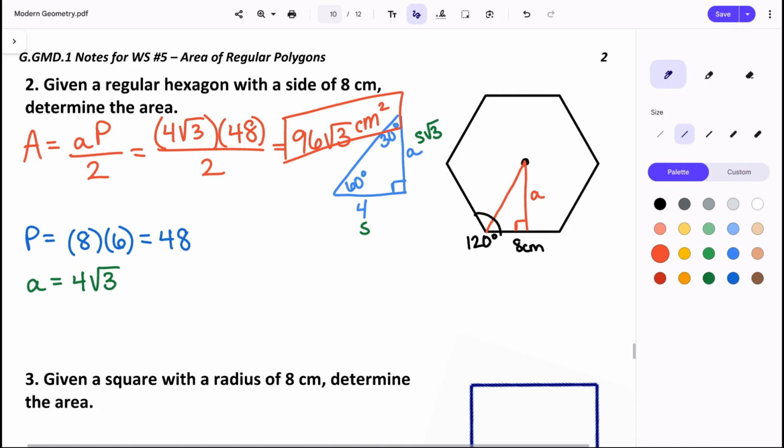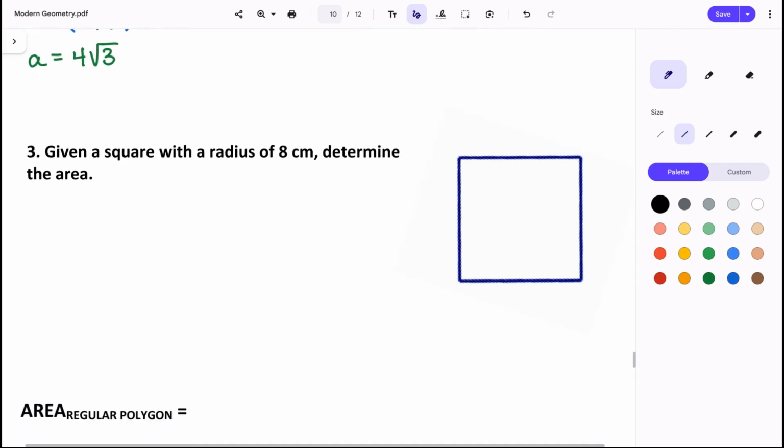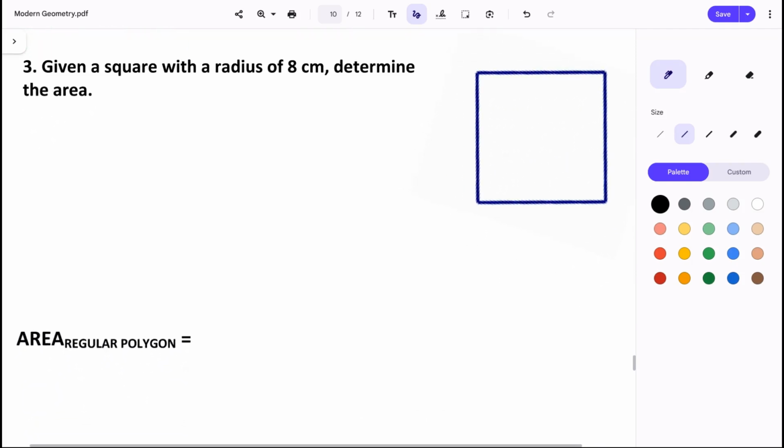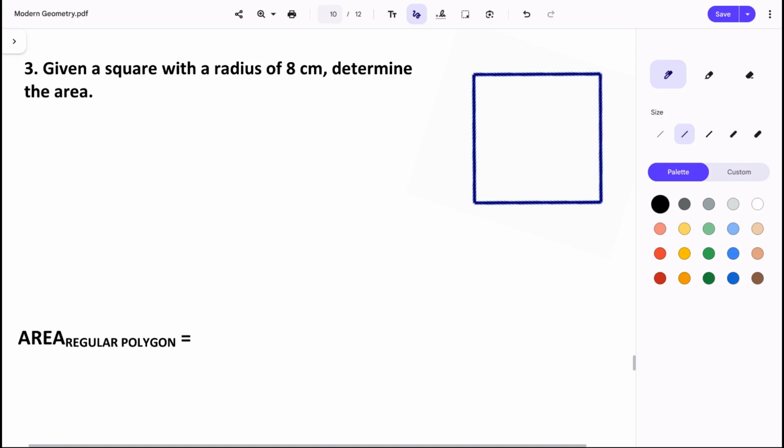We're going to do one more. All right, this last one we have here is our square. I'm going to just start out by drawing in my center, and then I'm going to draw my radius and my apothem.